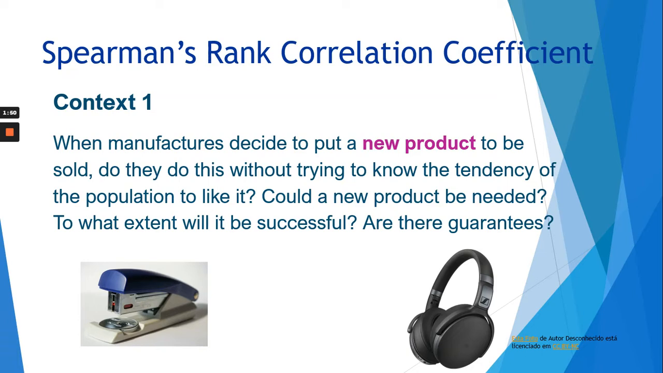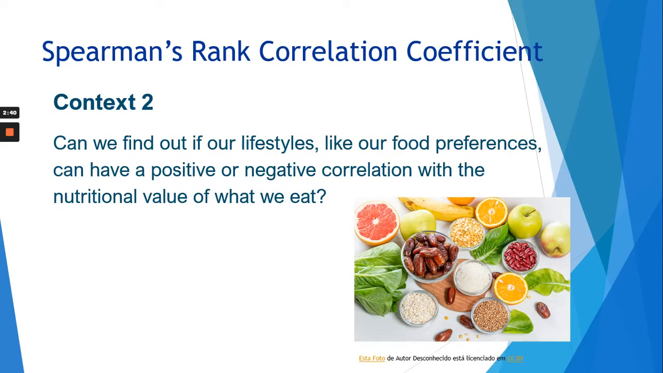And we're going to have 4 contexts here. Think about the first context, which is a manufacturer decides to put a new product into the market. How can the manufacturers find out if this product is good, people will buy it, if there's going to be a success or not? Is it something that they do by chance? In context 2, just think about our lifestyles, and so we could think about our food preferences and see if there is a positive or negative correlation with the nutritional value of what we eat.